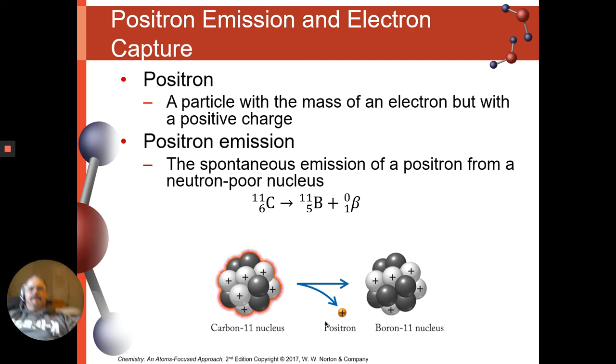A positron is a particle with the mass of an electron, but with a positive charge. And this is the principal mode of emission from nuclei that don't have enough neutrons, or are neutron poor. Carbon-11 is an example. This is an artificially produced isotope. And when it decays by positron emission, the byproduct is boron-11. So again, we add up the subscripts, we add up the superscripts.